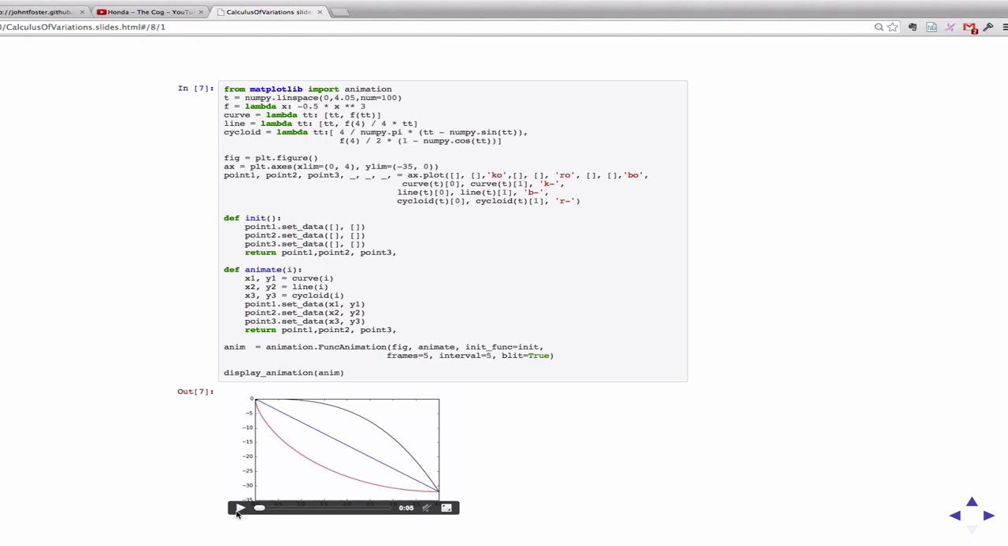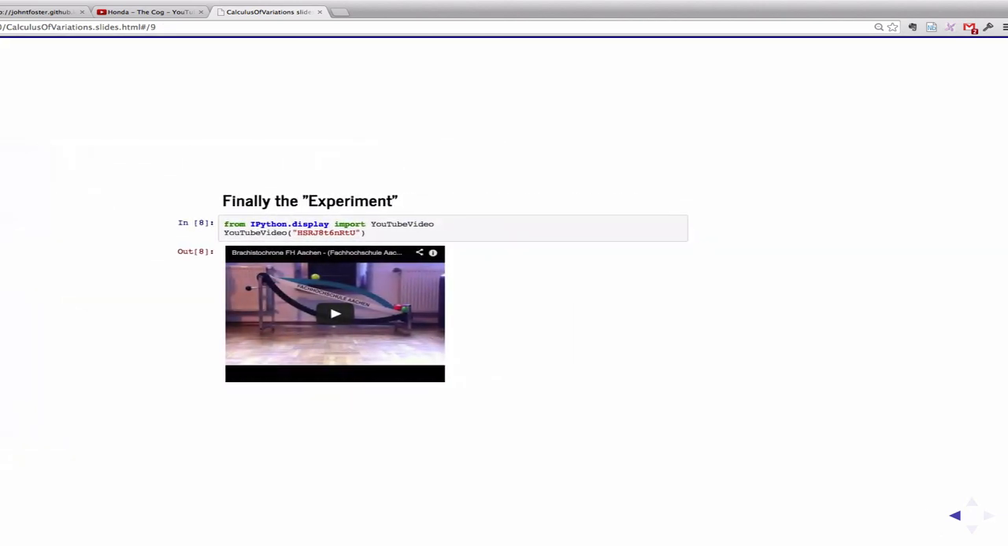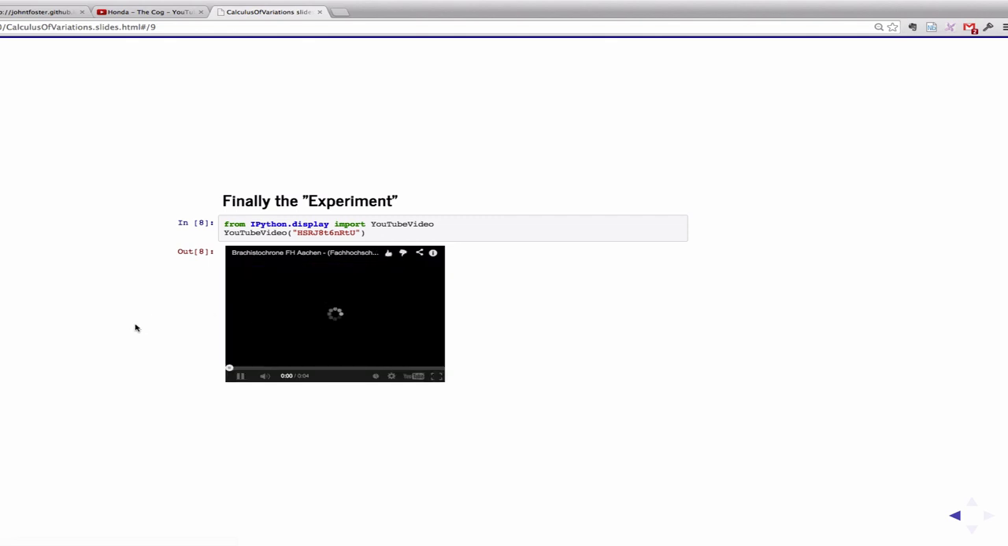So anybody want to change their vote now? Which path is going to get you there the fastest? Red, blue, or black? We know that now, right? With that, let's run our race. Let's run our experiment.